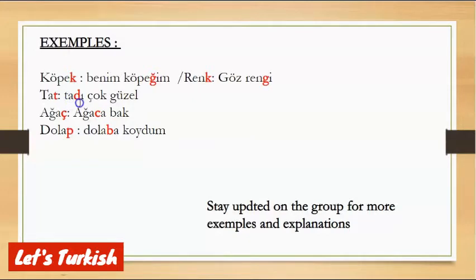Okay? Ağaç. Ağaç means tree. Ağaca bak. Dolap. Dolap, which means cupboard. We say dolaba koydum. Dolaba koydum. I put it in the cupboard.